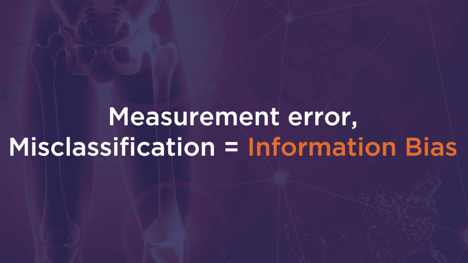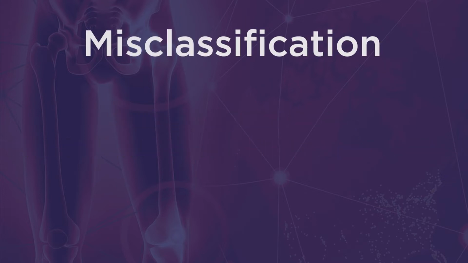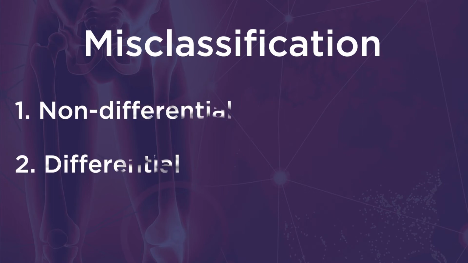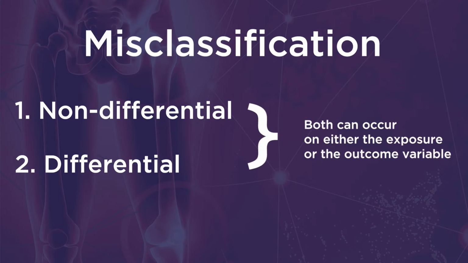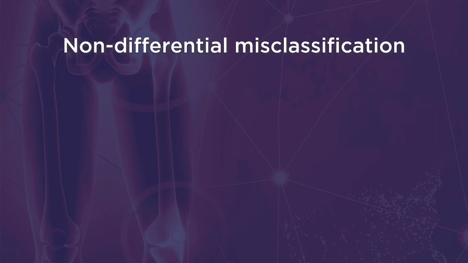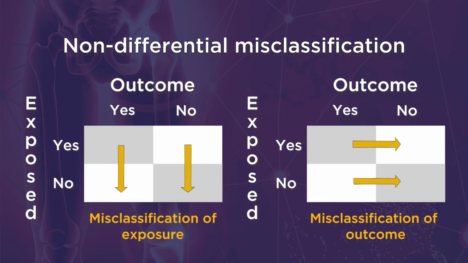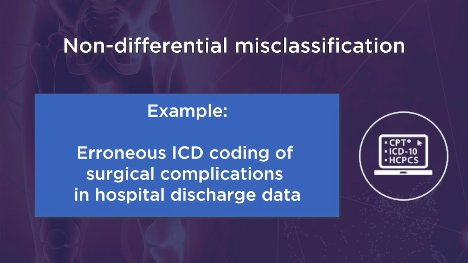Orthopedic administrative and registry data are commonly affected by information bias, particularly by misclassification. Misclassification is the act of assigning someone to the wrong group. There are two types of misclassification, non-differential and differential, and both can occur on either the exposure or the outcome variable. Whether it affects the outcome or the exposure, non-differential misclassification occurs when all subjects in the study are equally likely to be misclassified. This error may lead to an underestimation of the strength of the association between exposure and outcome. An example of non-differential misclassification of the outcome is the erroneous ICD coding of surgical complications in hospital discharge data.